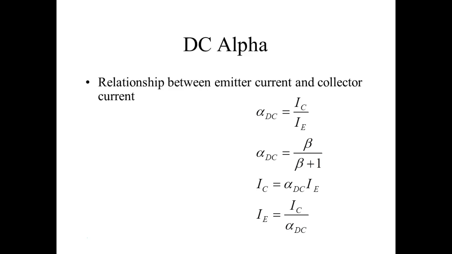We're going to run into alpha when we get into the common collector amplifier. The two amplifiers that we're going to spend most time with are common emitter, probably the most widely used amplifier, followed by the common collector. We'll see why when we get into them. Common collectors are your current amplifiers. These will give you a ton of current gain.